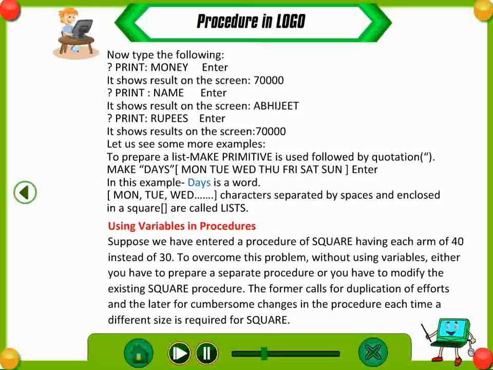Using variables in procedures. Suppose we have entered a procedure of a square having each arm of 40 instead of 30. To overcome this problem without using variables, either you have to prepare a separate procedure or you have to modify the existing square procedure. The former calls for duplication of efforts and the latter for cumbersome changes in the procedure each time a different size is required for the square.